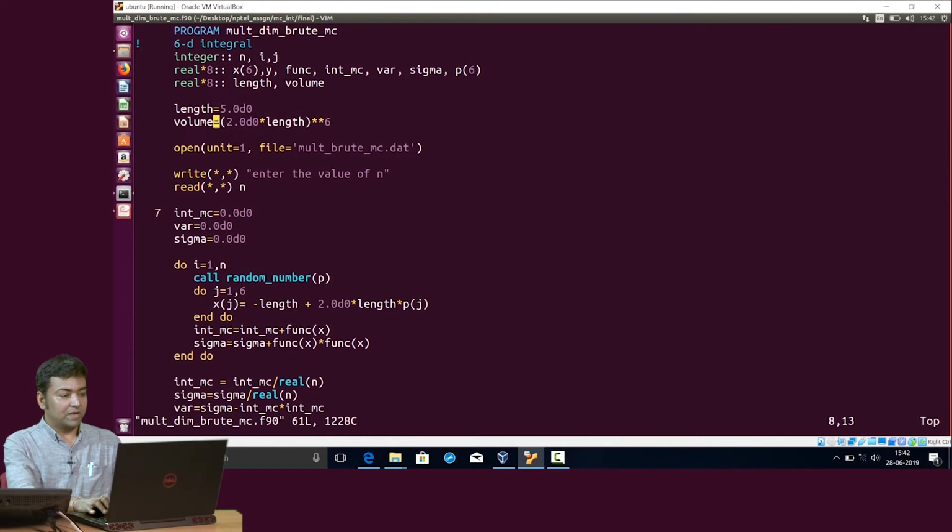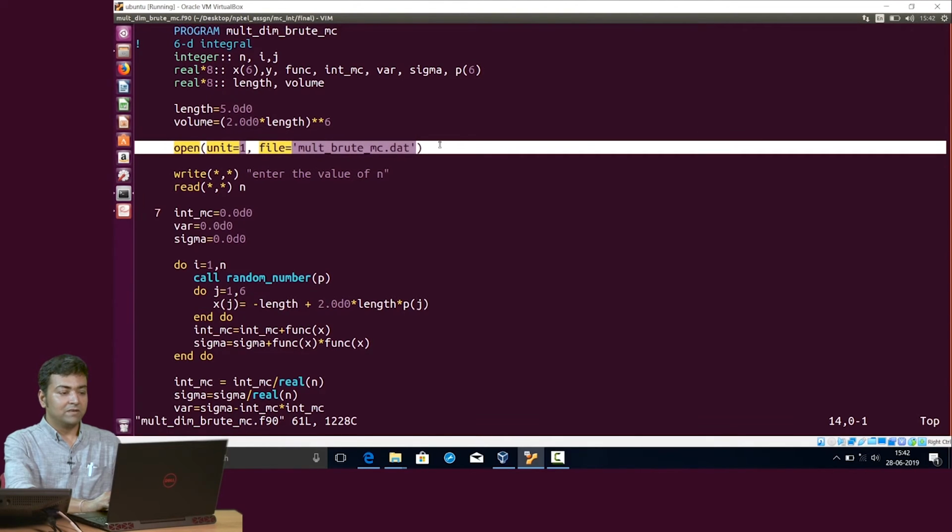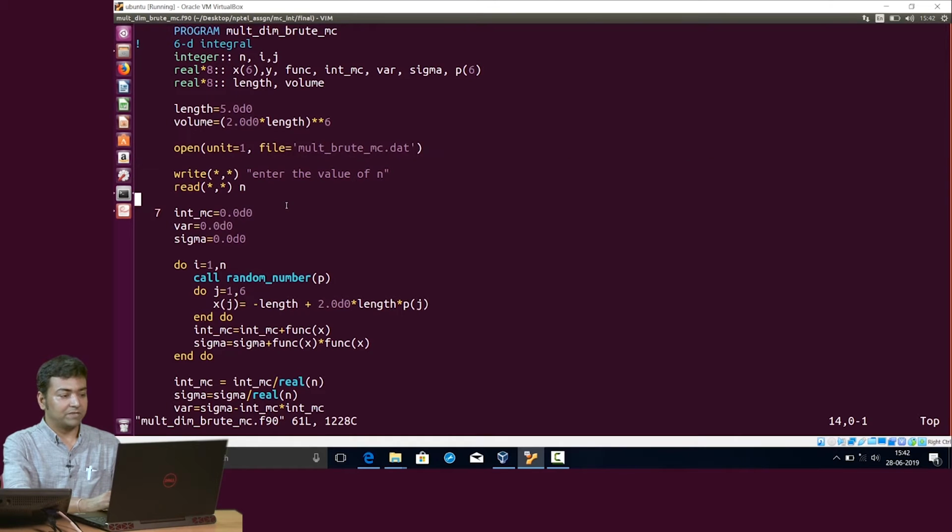Now I start computing. As before, I will be doing it for several values of n. I will be evaluating the integral by computing the average 10 times, then 100 times, 1000 times, and so on, and we will see how the accuracy is changing. Those values are stored in this particular file here. Then I ask the user to give me a small starting value, then I initialize my variables to 0. This one stores the final value of the integral, this one stores the variance, and this one stores the sigma.